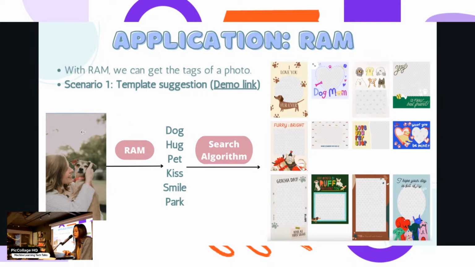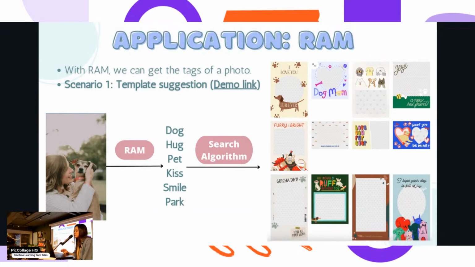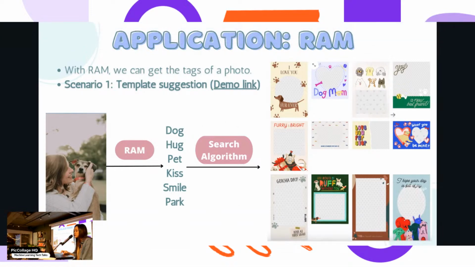So we input a photo with a dog and a woman, and after we use RAM on it, we can get text like dog, hug, pat, kiss, smile, and park. After we get this text, we can input it into our template search algorithm, and it can know, oh, this picture has these things, so we can recognize this text and recommend templates related to these photos.